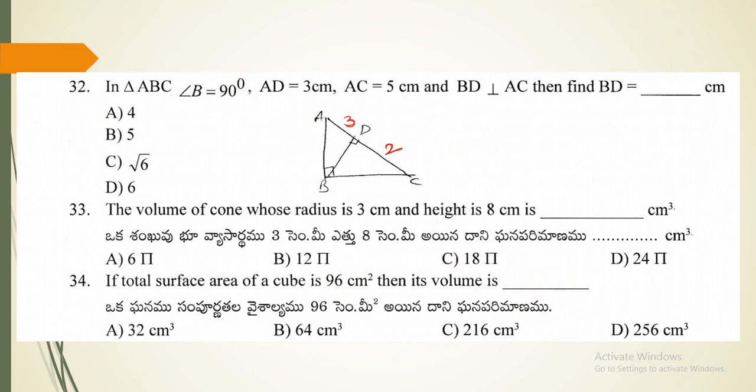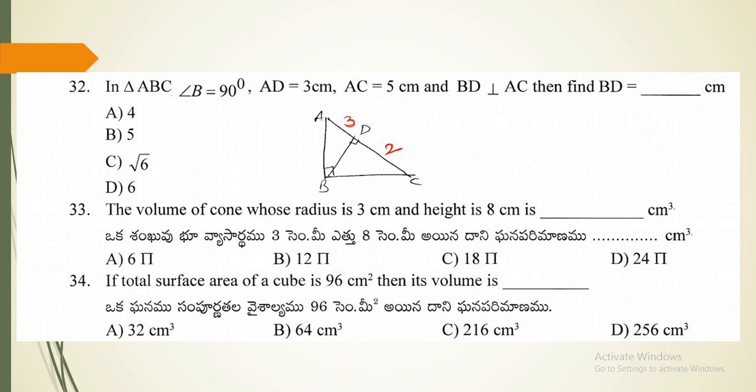Right? So this is the question. So what did he ask? The BD value. So how to find the value of BD? To find the value of BD, what can we do here? AB square is equal to 3 into 5.